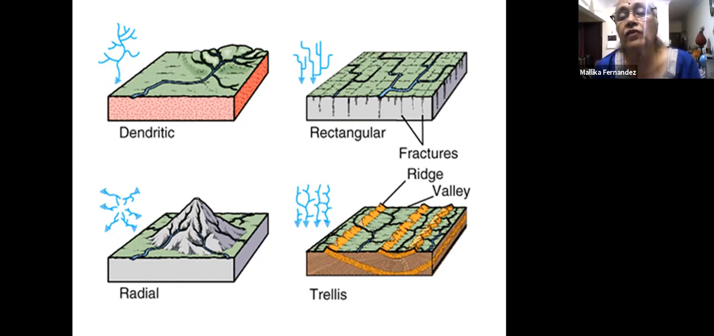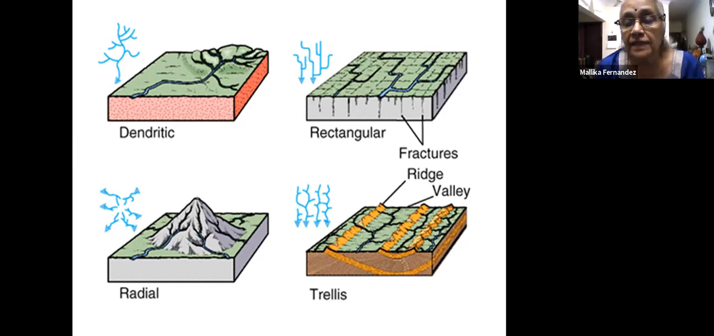Then we have what is called a rectangular pattern. A rectangular pattern is when the land is absolutely uniform and you have cracks created, and then the river flows in those cracks. They meet each other at right angles. Okay. And that is what is called a rectangular pattern.